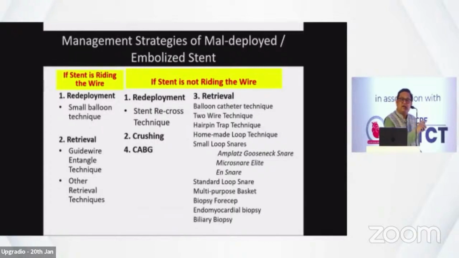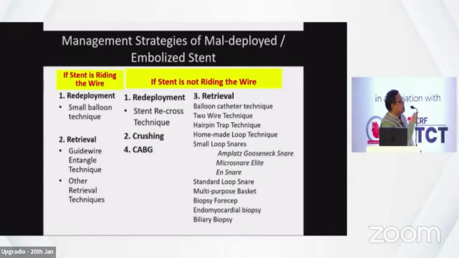Many people think that, whenever things get embolized, retrieval is basically the thing to do. But always remember, retrieval is the worst possibility, because once you retrieve an embolized material, there is a huge chance that you would damage the proximal part of the coronary territory. Even left main can be damaged. So never be in this sort of situation where you try to retrieve when other options exist.